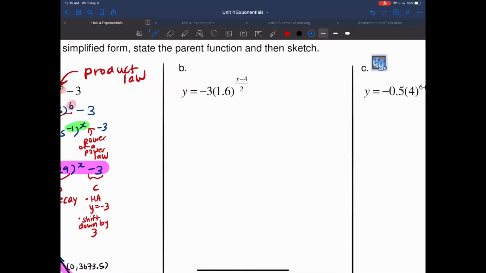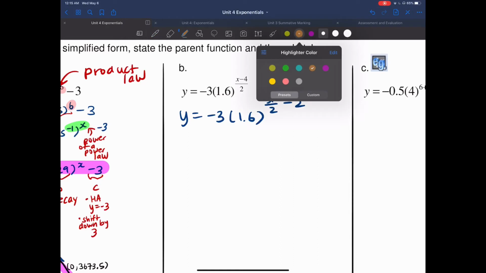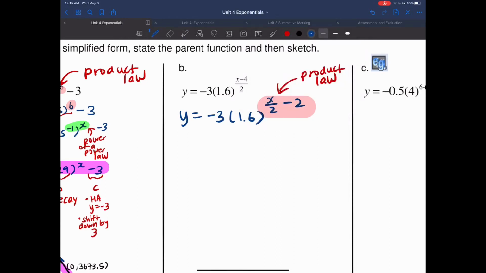Okay, now for question 4b, I'm going to have y equals -3, 1.6 to the exponent x over 2 minus 2. I'm going to split it up, and that is by the product law. Meaning if I have y equals -3, I'm going to be able to split it up, so I have 1.6 to the exponent x over 2 and 1.6 to the exponent -2, and that is due to the product law.